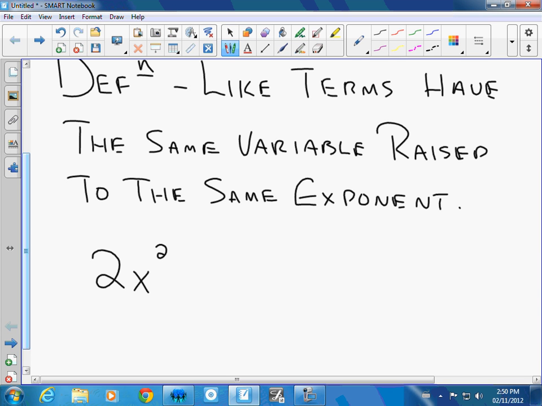3x, 3y, 3. Okay, hang on a sec. Let's write this right down. 3y cubed. First off, same variable? No. Raised to the same exponent? No. So that's not a like term. No dice.